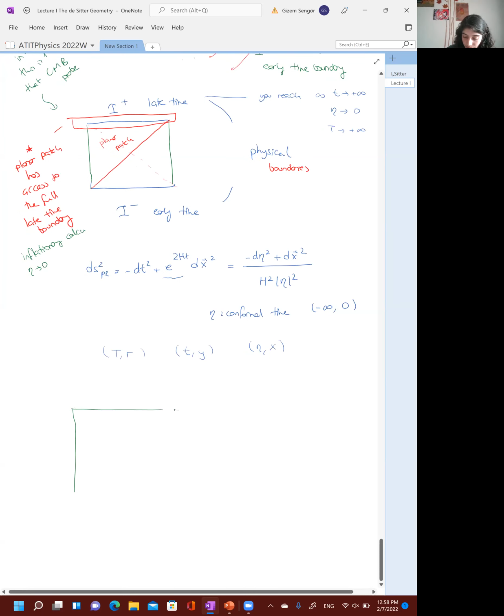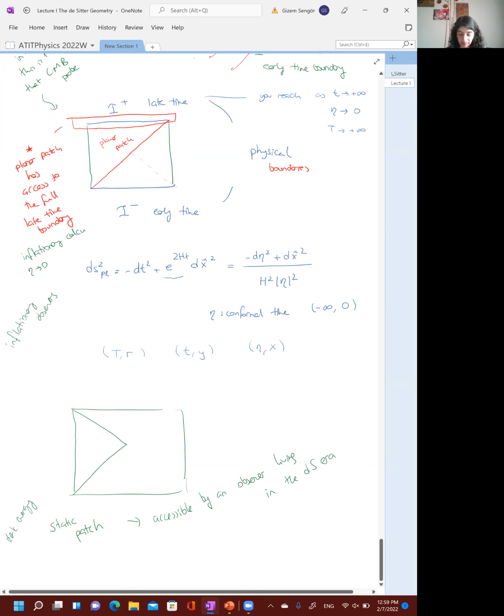And there's another set of coordinates that cover this triangle. These are called static patch coordinates. There are a lot of interesting features of these coordinates we will not mention, but these are the coordinates accessible by an observer living in the de Sitter era. So as inflationary observers, we are observers with these planar patch coordinates. So this is inflationary observers. But as dark energy observers, we are in this coordinate system.